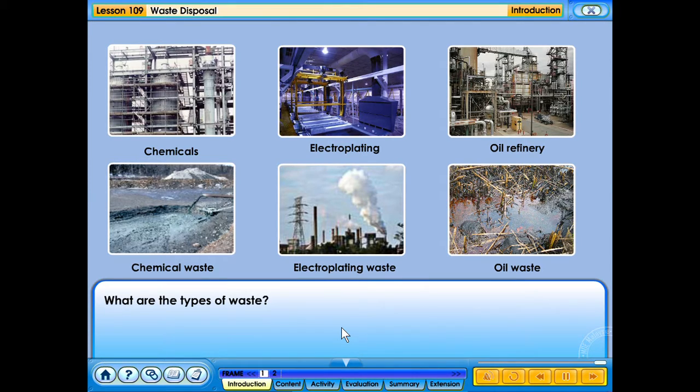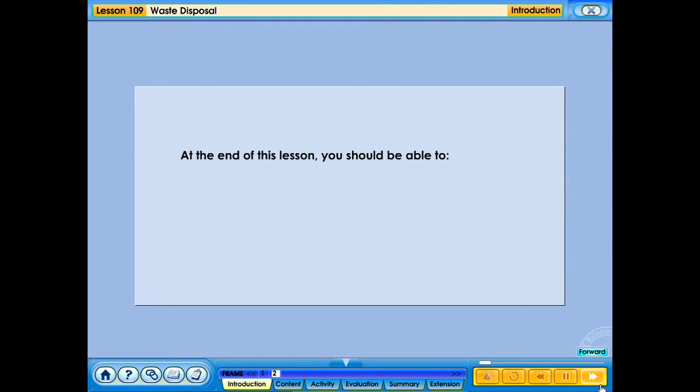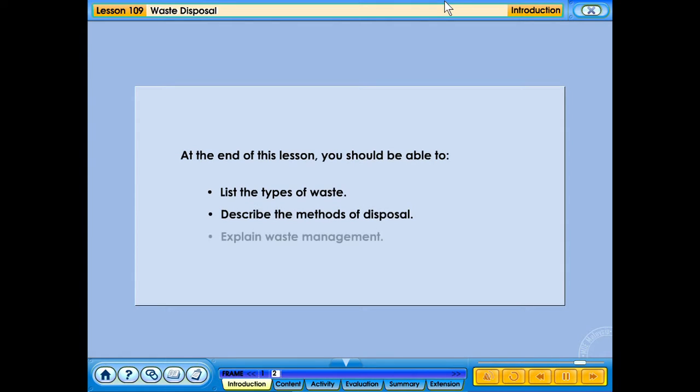What are the types of waste? At the end of this lesson, you should be able to list the types of waste, describe the methods of disposal, explain waste management.